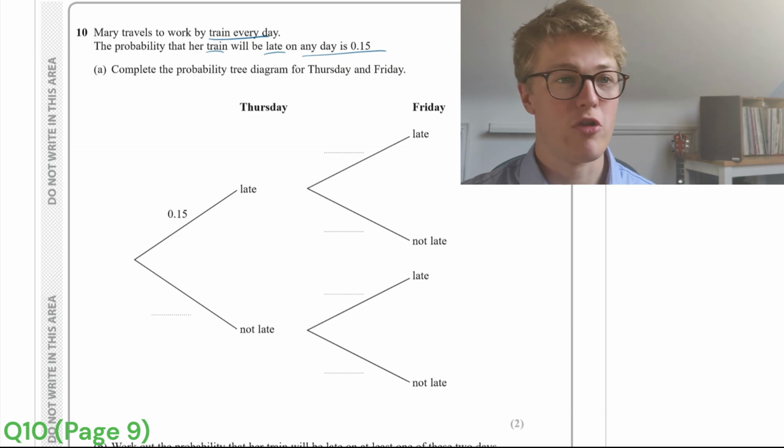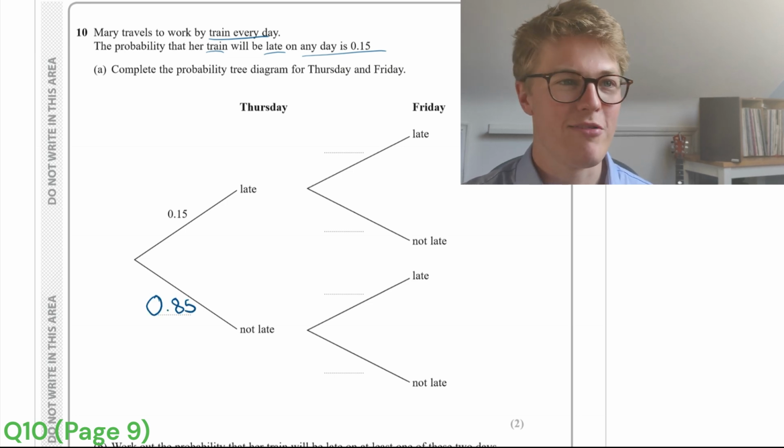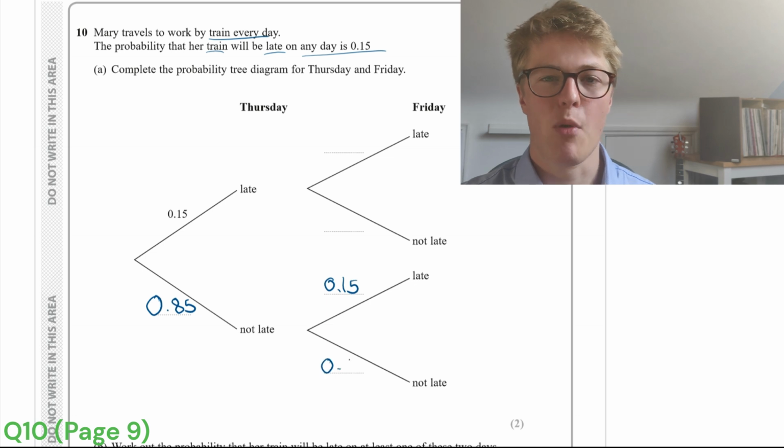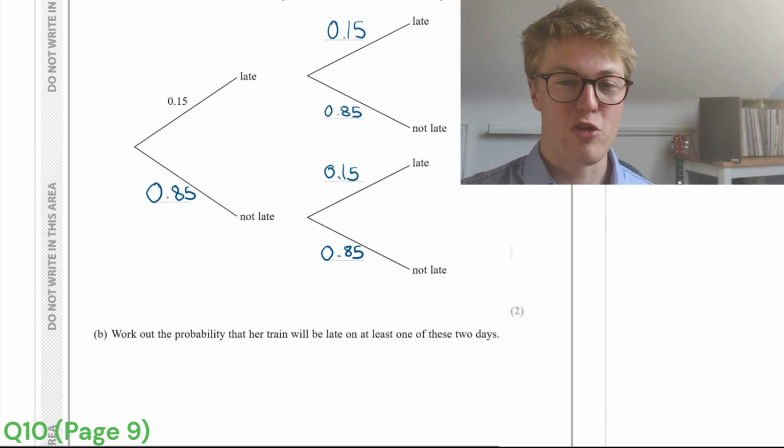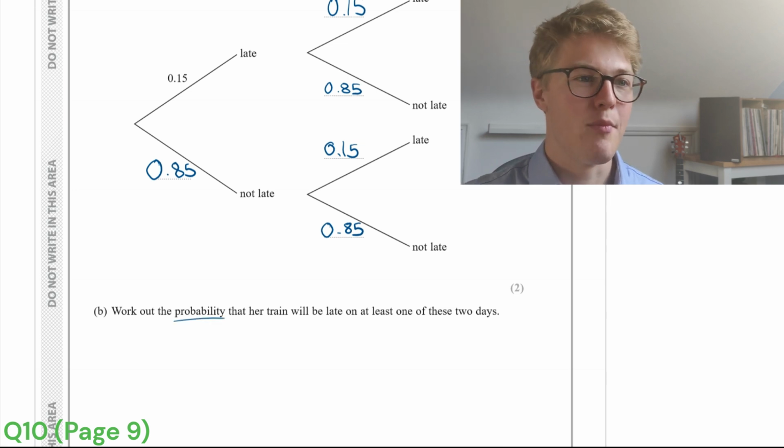It can either be one of the two, so 1 minus 0.15 gives us 0.85. So that is our probability that it's going to be not late. So now that we have the probability it's going to be late and not late, we just fill in the rest, as you can see here, and then we can move on.